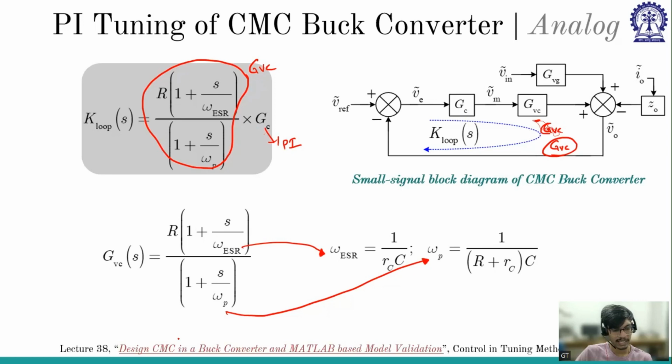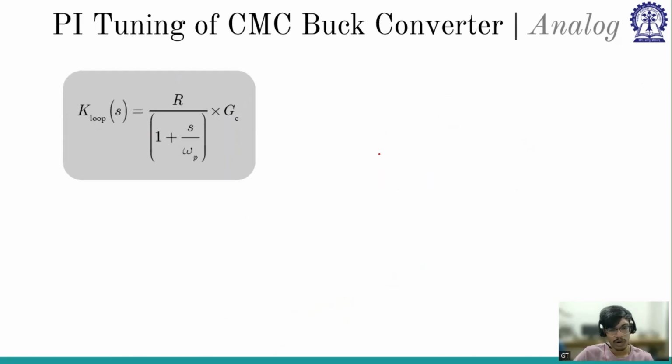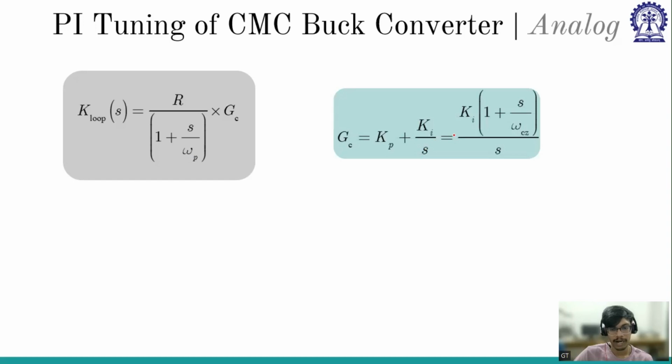What is GC? Again, sir has discussed this in the previous course, lecture number 38. If you are not sure, you can go through that lecture. Now, GC is Kp plus Ki by S, which I am writing as Kp S plus Ki by S. If I take Ki by S common, I'll have 1 plus S by Ki by Kp. So my omega Cz is Ki by Kp.